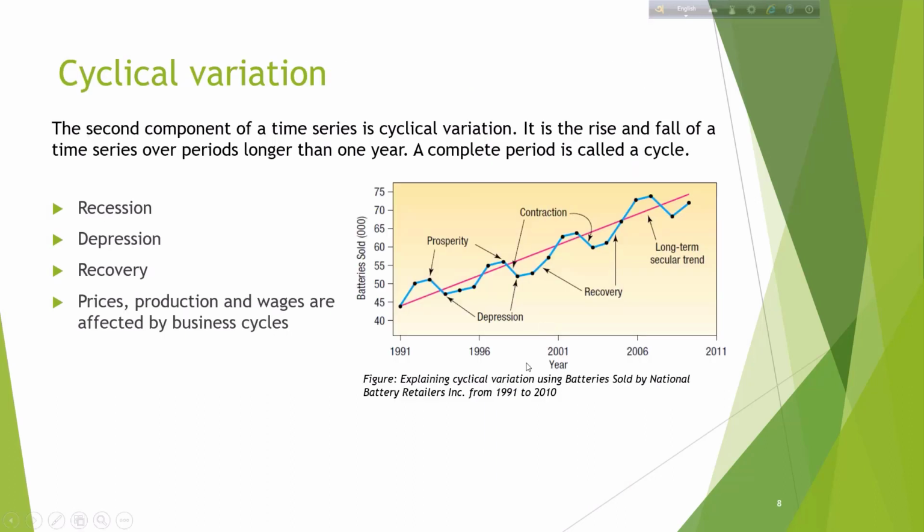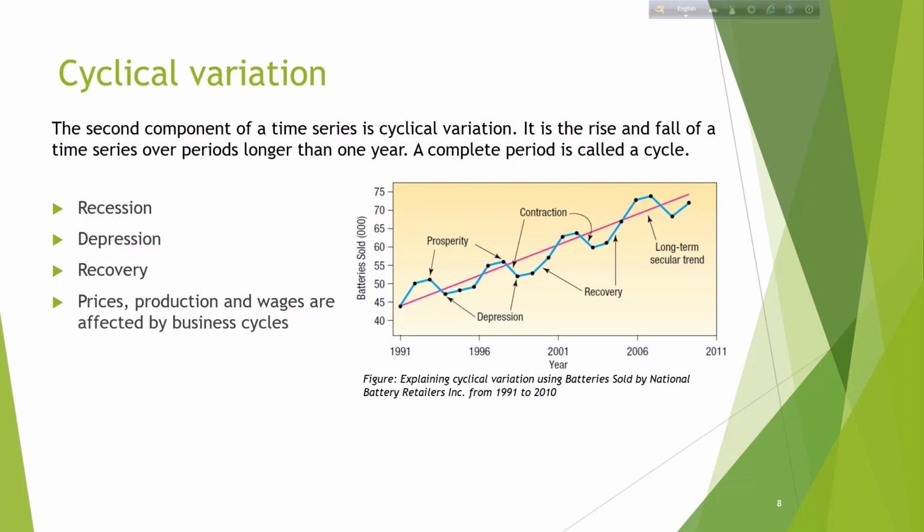Cyclical variation. The second component of a time series is cyclical variation. It is the rise and fall of a time series over periods longer than 1 year. A complete period is called a cycle. A typical business cycle consists of a period of prosperity followed by periods of recession, depression, and then recovery. Almost all the economic and commercial series, for example, series relating to prices, production, and wages, are affected by the business cycle.